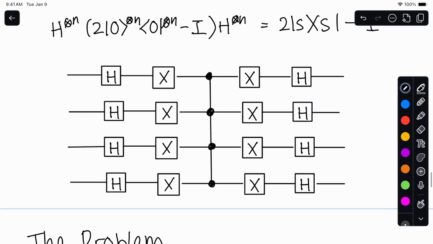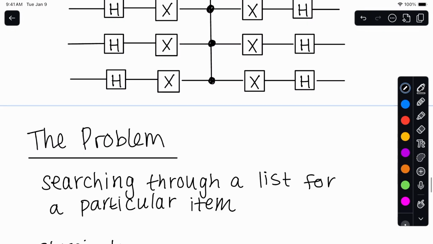All we have to do is just take our phase flip oracle for the all zero state and sandwich it in between Hadamards on all qubits. So now we have all pieces of the puzzle that we need to create Grover's search algorithm. But first, let's talk about the problem statement.